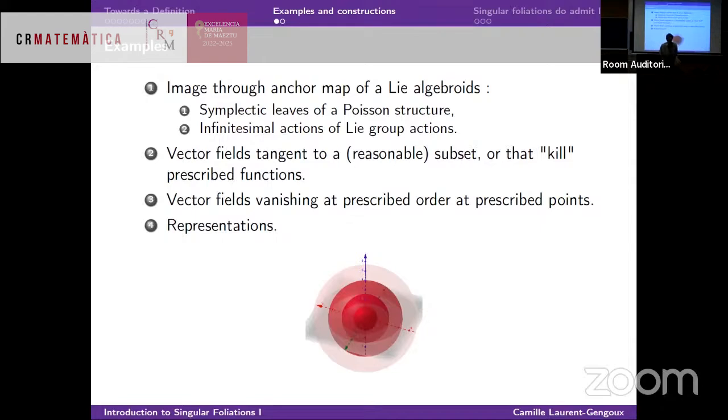In particular, if I take a Poisson structure, pi, I take pi sharp of all one-forms. I don't know if you explained pi sharp, Henrique, already? Well, anyway, you take the module generated by all Hamiltonian vector fields. For Lie algebroids, it's the next lecture. Image of an anchor map, an example.